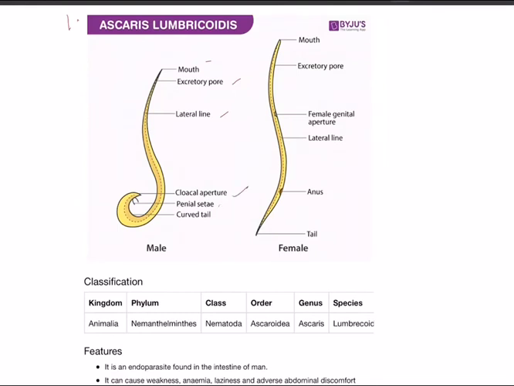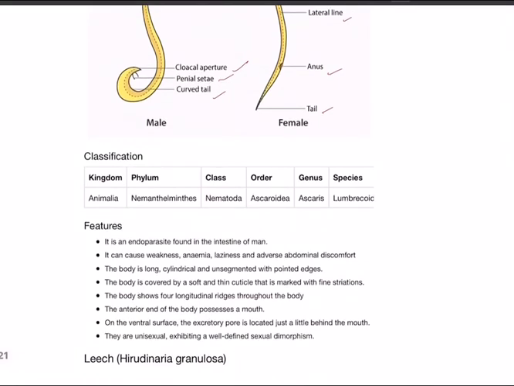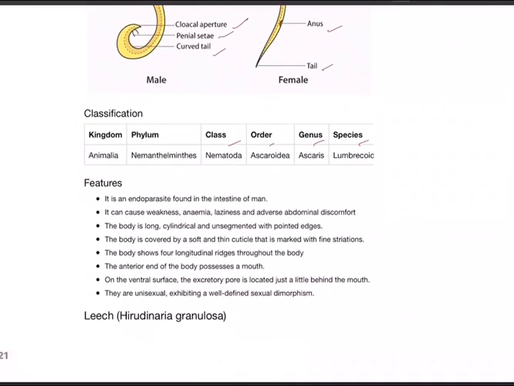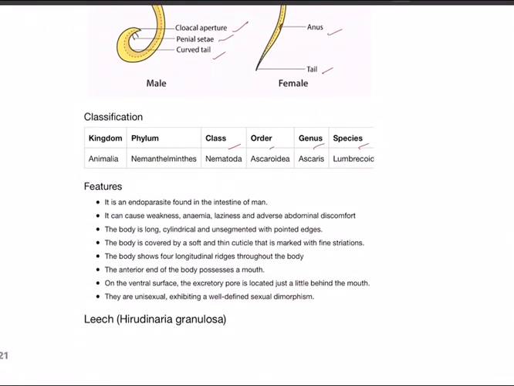Draw the diagram. For the male: mouth, excretory pore, lateral lines, cloacal aperture, penile setae, curved tail. In case of female: mouth, excretory pore, female genital aperture, lateral line, anus, tail. And now we go to the classification. Kingdom Animalia, phylum Nemathelminthes, class Nematoda, order Ascaroidea, genus Ascaris, species lumbricoides.